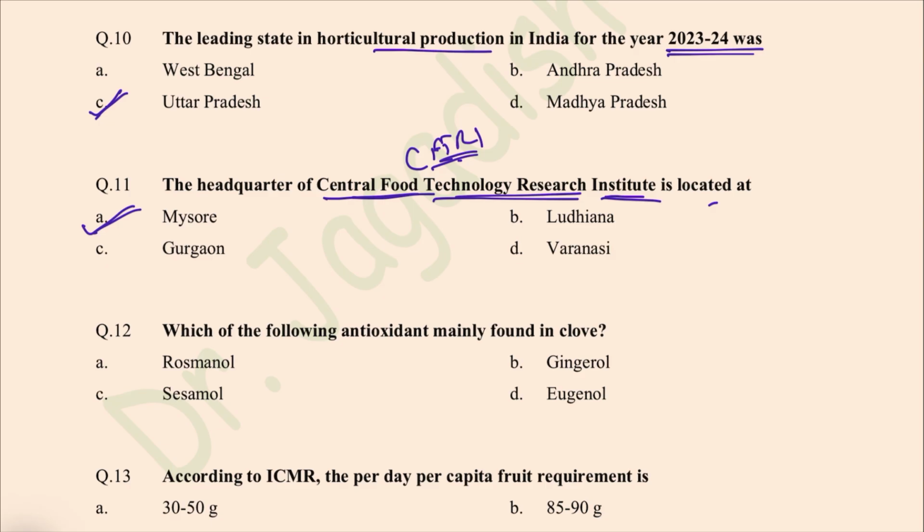If we look at Ludhiana, the research institute CIPHET is located there, the Central Institute of Post Harvest Engineering and Technology. Then Varanasi, there IIVR is located, the Indian Institute of Vegetable Research. Related question: CIPHET is located at Ludhiana, and CFTRI is under CSIR, the Council of Scientific and Industrial Research.